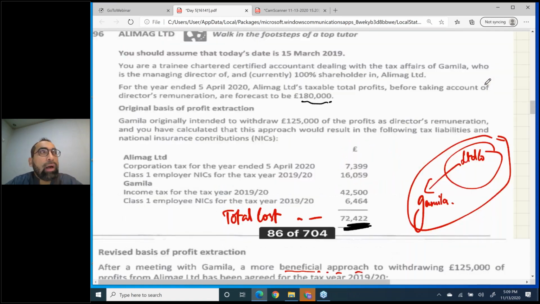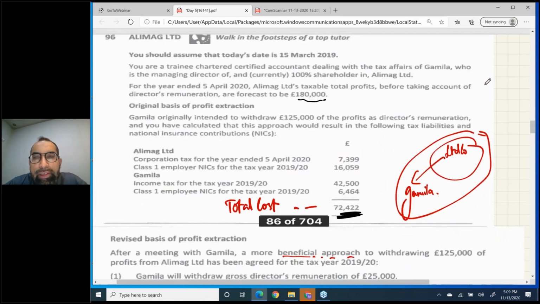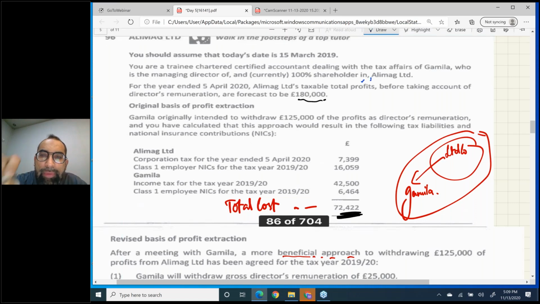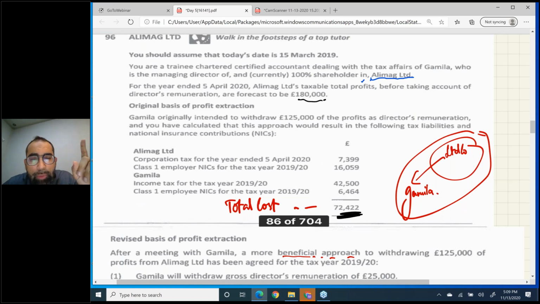You are a trainee chartered certified accountant dealing with tax affairs of Jamila, who is managing director of and currently 100% shareholder of Alimag Limited. That means this is our own company, the same case I told you. She is running her business through a limited company, and she is the sole owner of this company. Be careful.